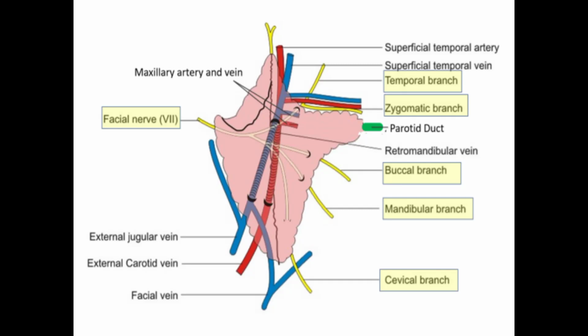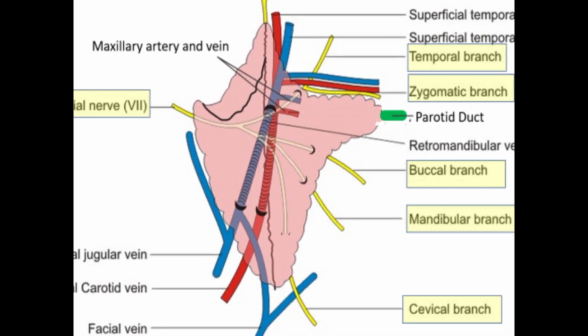What are the structures present within the parotid gland? Observe, the structures present within the parotid gland are facial nerve, then retromandibular vein and external carotid artery.